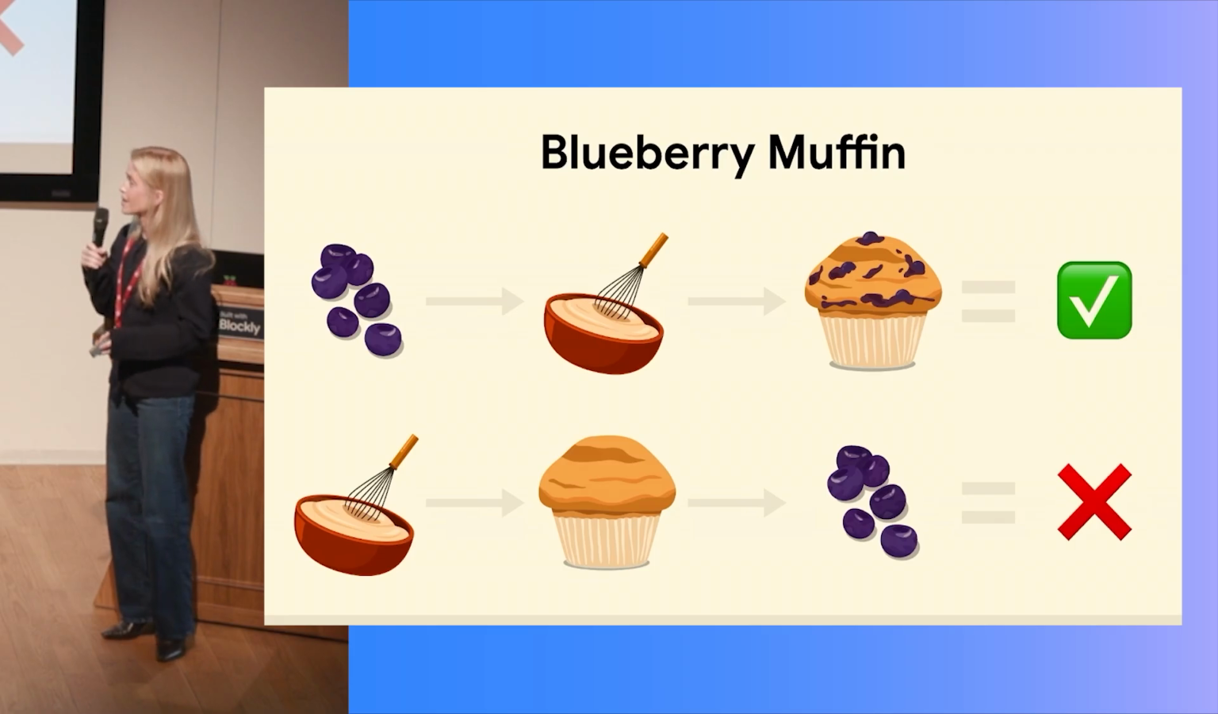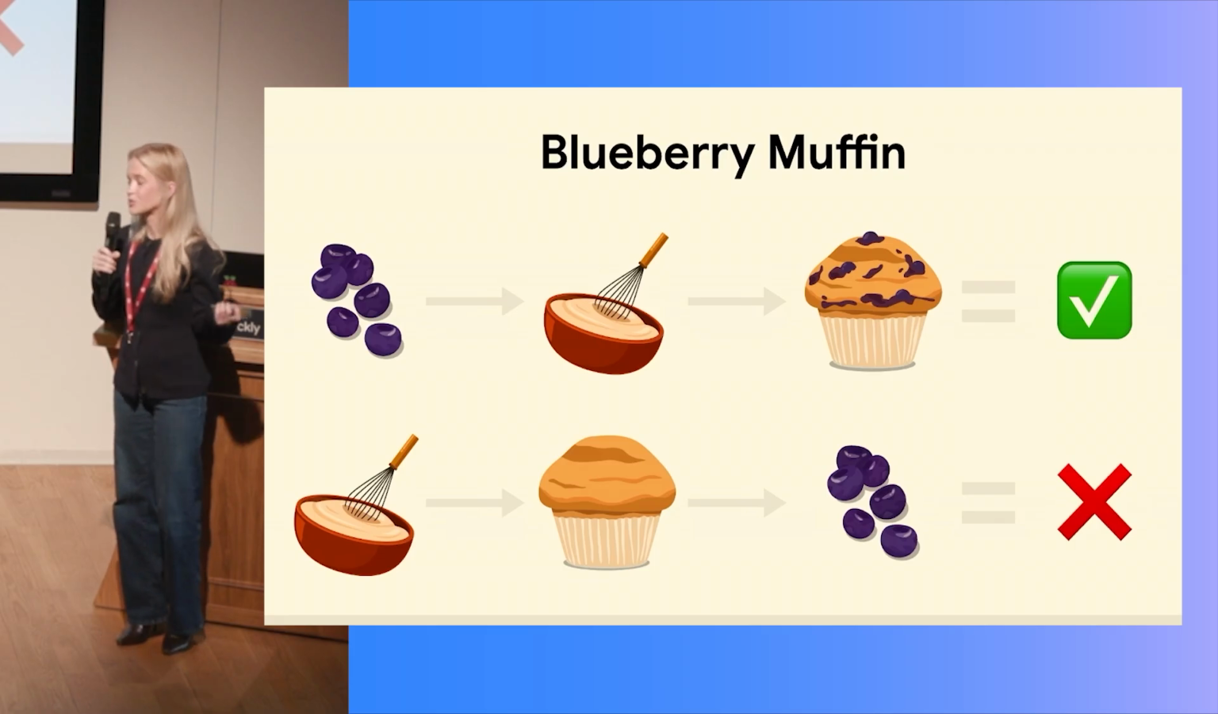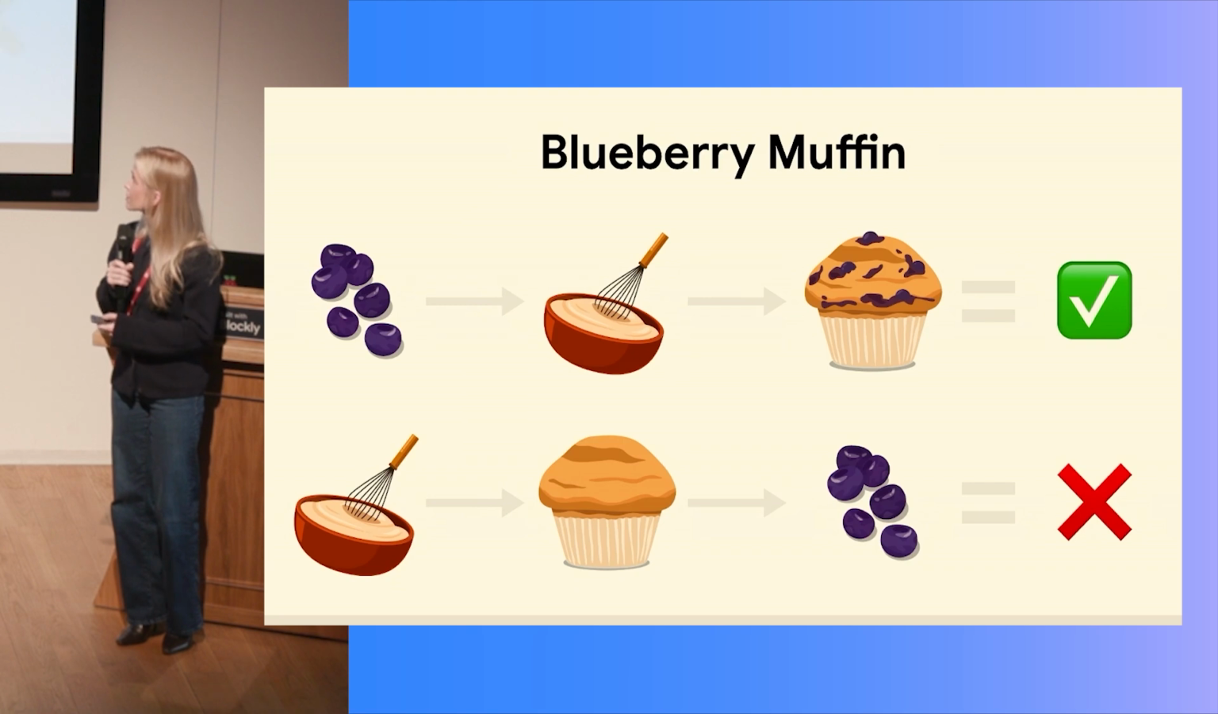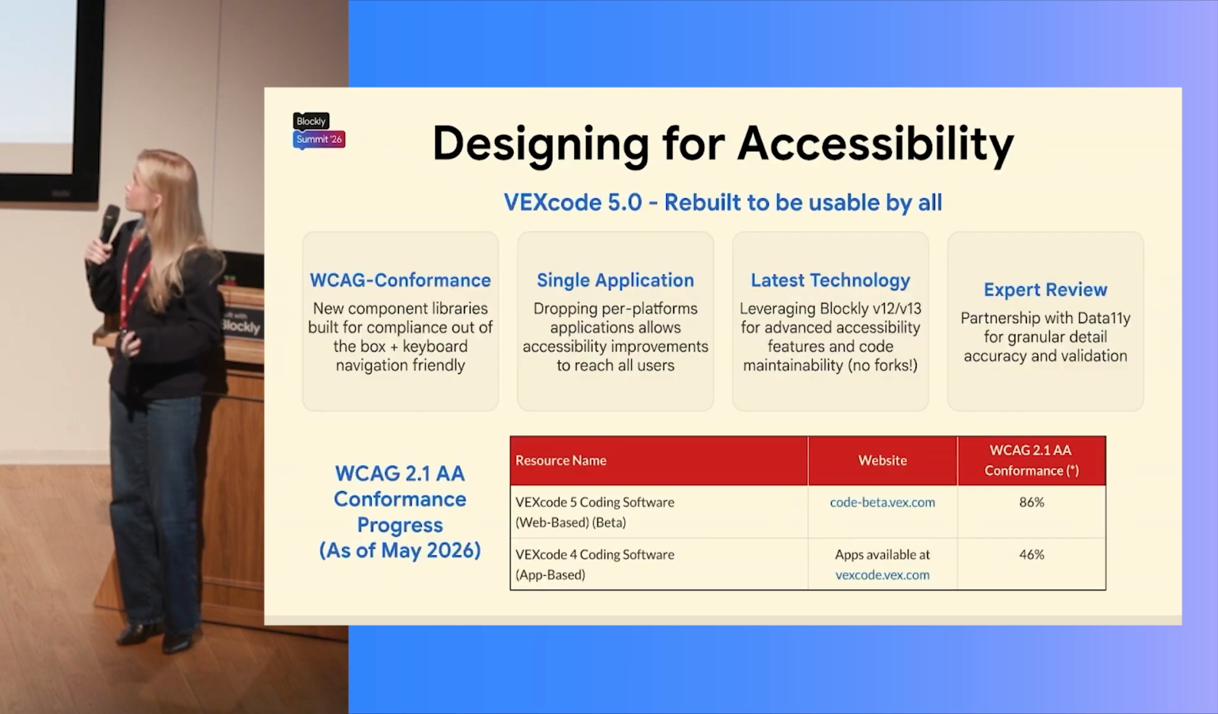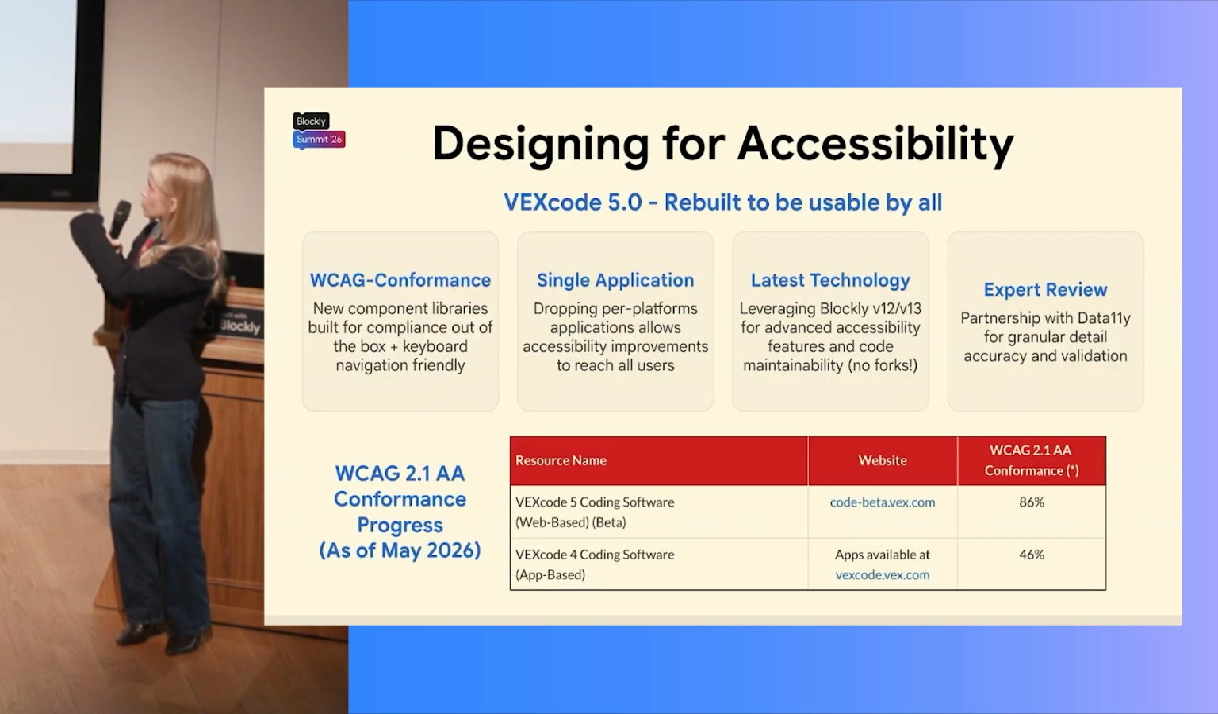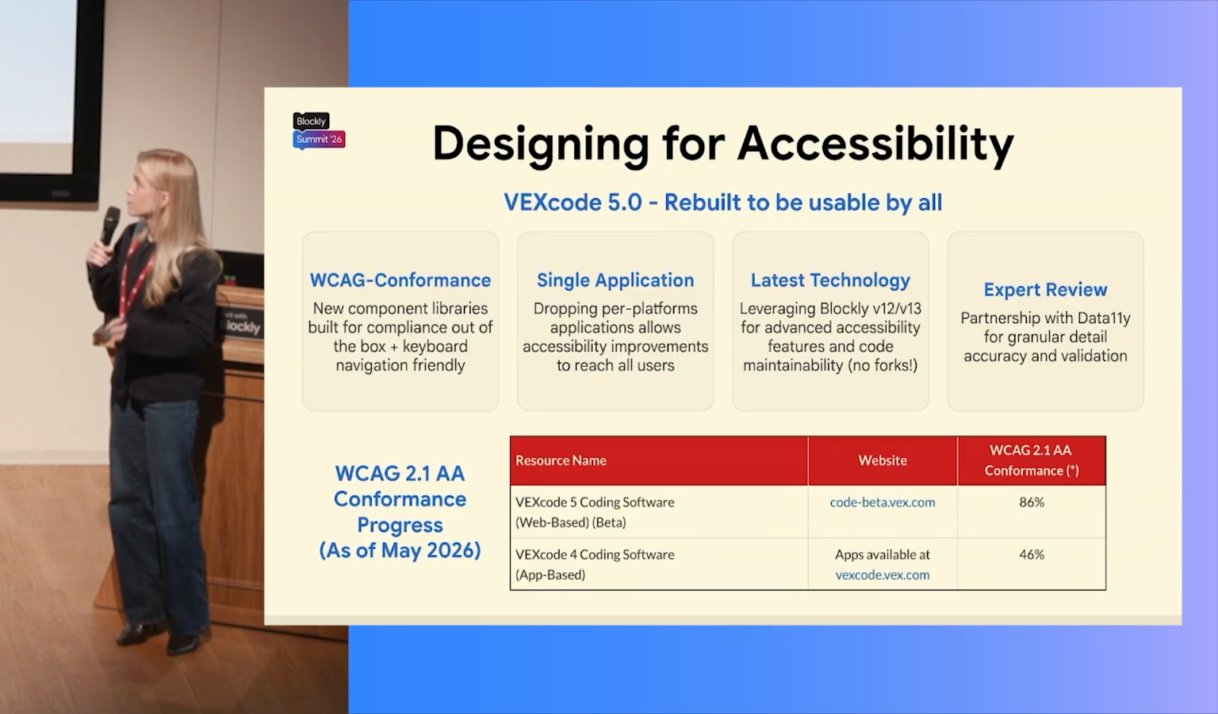So with that, we decided we need to rebuild this entire code base. We're going to do it from scratch, and we're going to try to do it right and take everything that we've learned along the way. So for our team, designing for accessibility, these are the 4 main things that it looked like for us. For one, yes, we wanted to meet WCAG conformance.